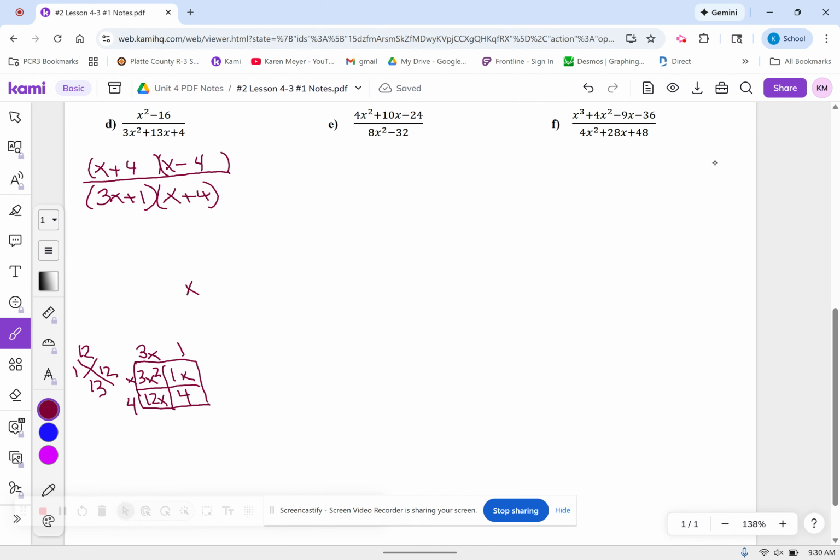So restriction. So switch the sign, which makes it -1. Divide by the number in front of x, so -1/3. Second parentheses, I just switch the sign, so -4. And then what is exactly the same on top and bottom? And that would be x plus 4, so they cancel. So my final answer is x minus 4 over 3x plus 1, along with my restriction.